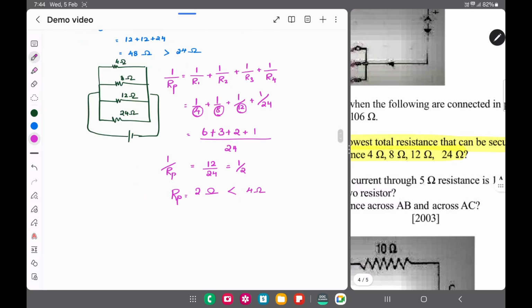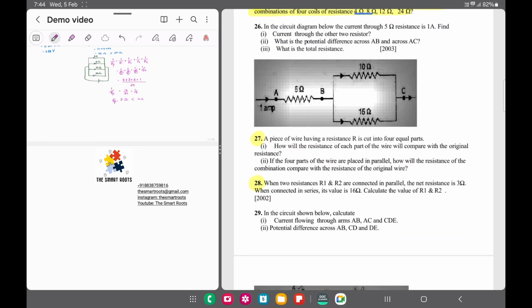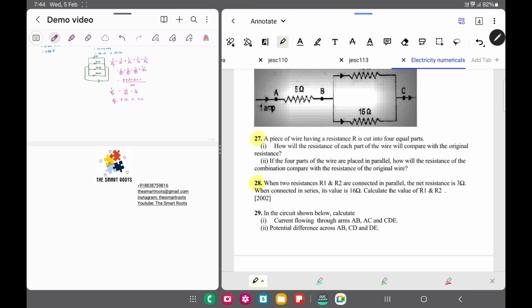Okay, so your answer is 2 ohm when you connect all those 4 in parallel. Okay, now let's move on to the next question. The next question is question number 27.